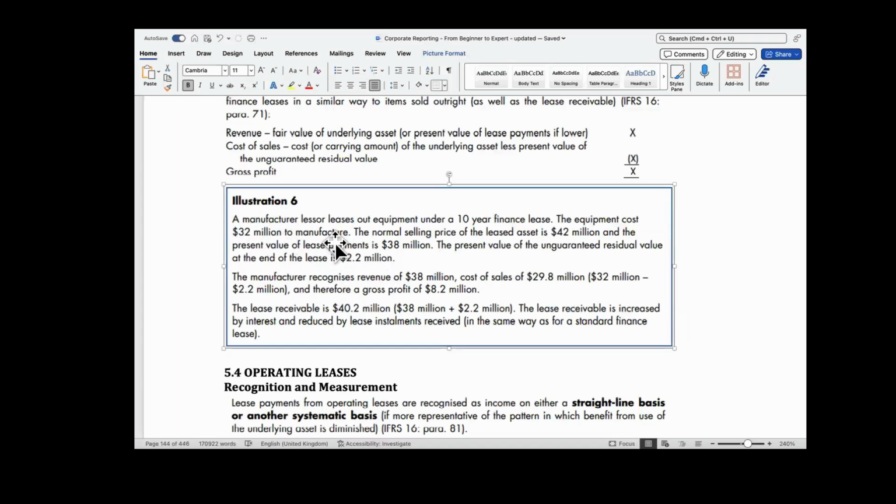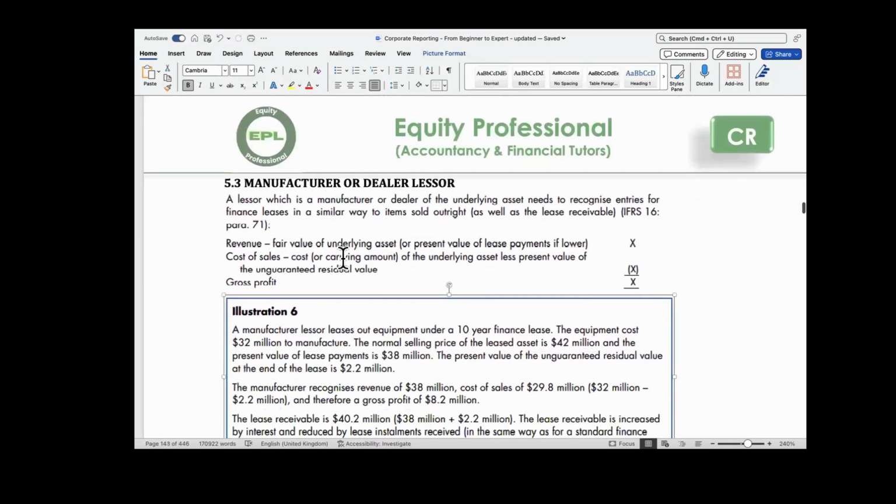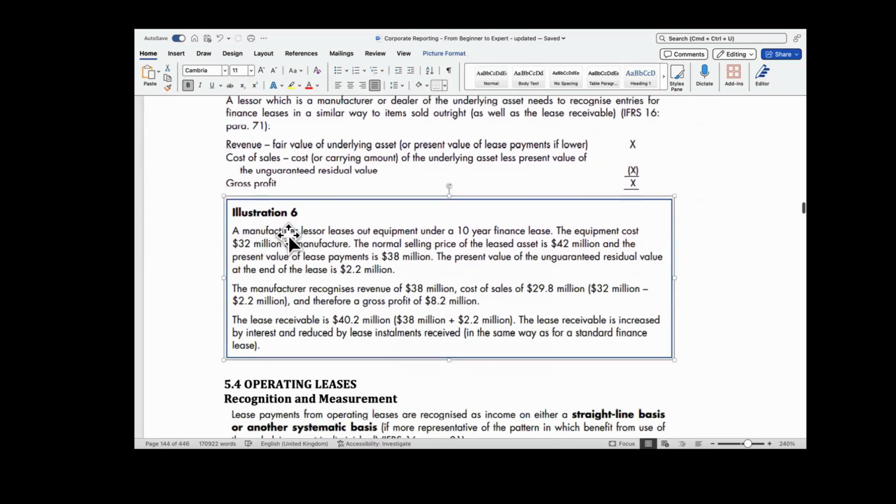Okay, with this first paragraph now, if you look at the first sentence, the question told us that a manufacturer lessor. That means that this lessor is a manufacturer or a dealer of that item. And in addition to determining net investment in the lease, you must also compute like a gross profit. You must determine revenue and cost of sales.